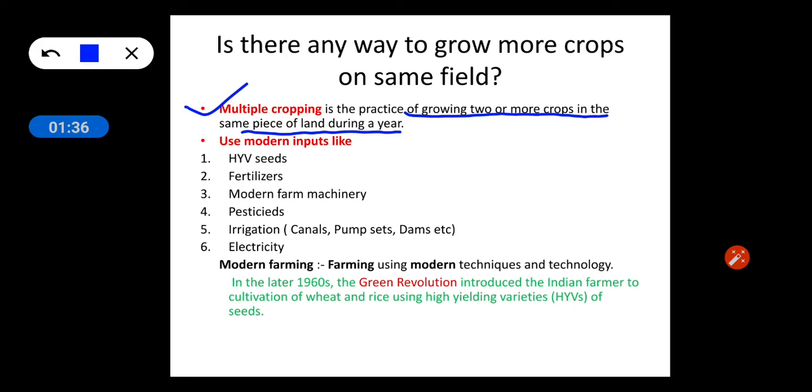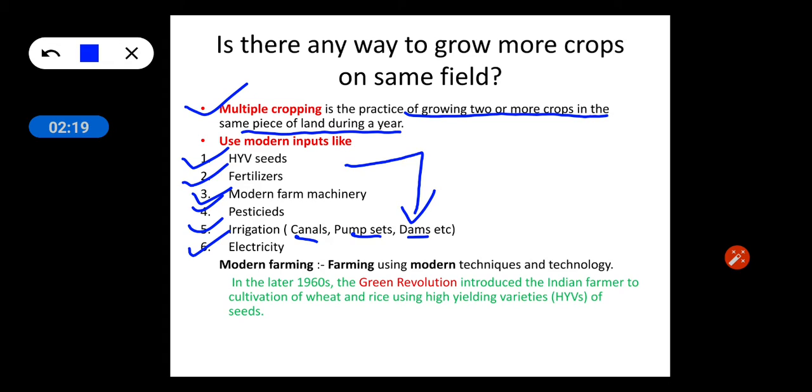Next is using modern inputs like HYV seeds, high yielding variety seeds. These are a special type of seeds which can produce a huge quantity of crops, particularly wheat and rice. Then we have fertilizer, modern farm machinery, pesticide, irrigation. HYV seeds require a lot of water, so irrigation is very necessary for modern farming. The sources of irrigation are canals, pump sets, dams, and then we also have electricity for irrigation.